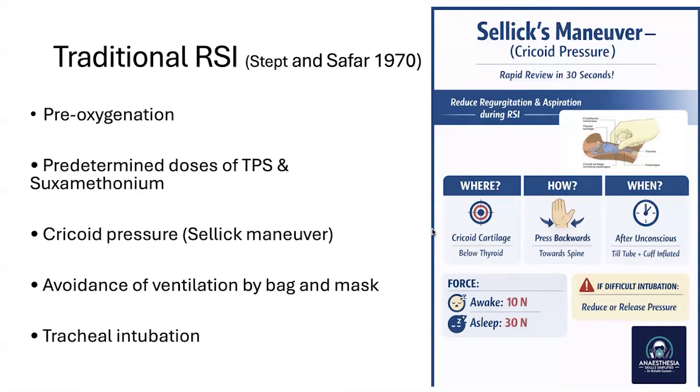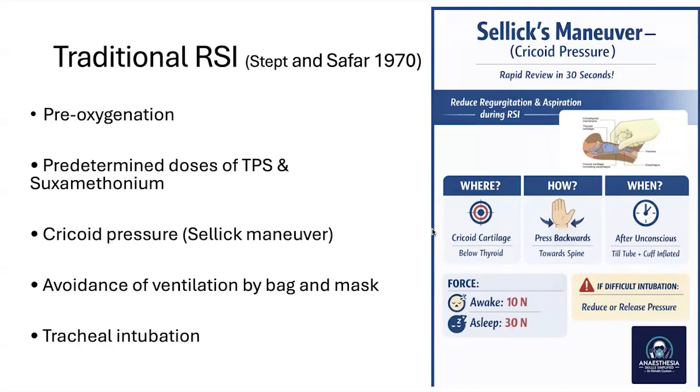After pre-oxygenation, what should we do? We should induce this patient. Now, the traditional rapid sequence induction was introduced in 1970, where we pre-oxygenate for 5 minutes, and then give thiopentone and suxamethonium with cricoid pressure, which is called the Sellick maneuver, and then avoiding bag mask ventilation, we intubate, secure the airway with the cuff, and remove the cricoid pressure. But right now, it's a bit different. I would talk about the modified rapid sequence induction later, but before that, let me tell you about the Sellick maneuver.